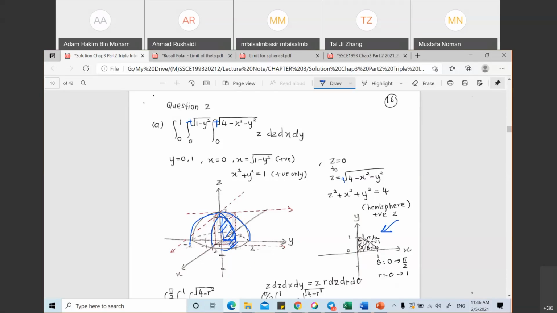So from here, your angle is 0 to pi over 2, your radius is 0 to 1. We didn't take 4. Sorry, this 2. This is 2 squared. So we don't want to take 2 because 1 is bounded inside 2. And your z is just the square root of 4 minus r squared.